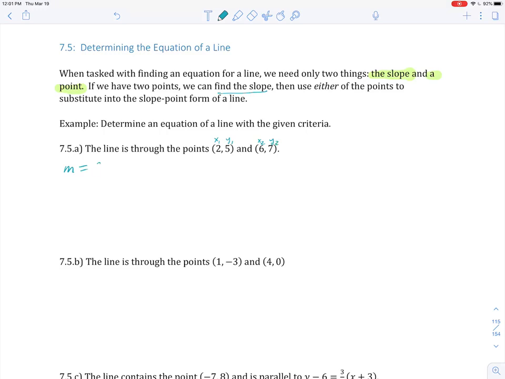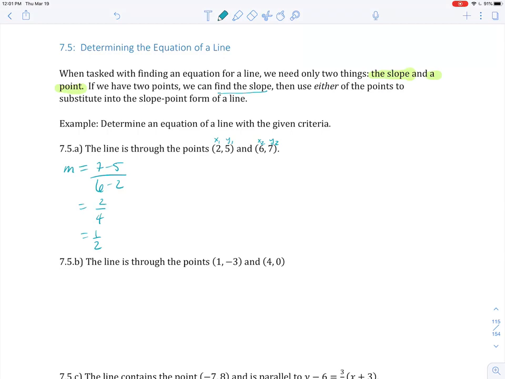Let's find the slope, okay? So if you want to label your points, as always, you're welcome to, as I have just done. And then let's plug in. So we're going to get 7 minus 5 as our numerator, and 6 minus 2 as our denominator, which gives us 2 over 4. And when we fully reduce to lowest terms, as we always will do, we get 1/2.